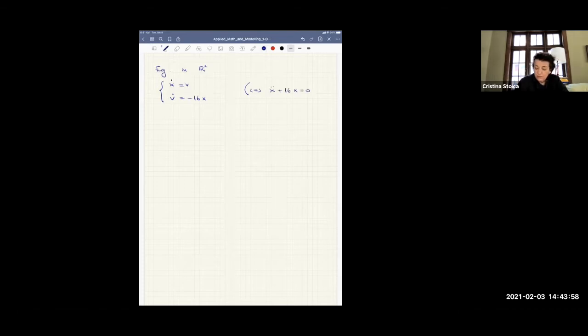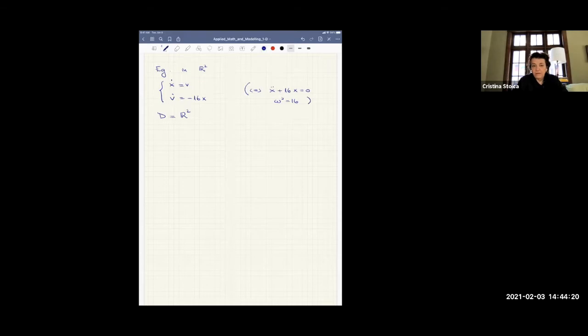So it would be like the oscillator with mass equals 1, or with omega squared equal to 4. I'm just picking something easy, right? So x1, x2 is x, v. I'm in 2D, and in this case D is the entire plane.